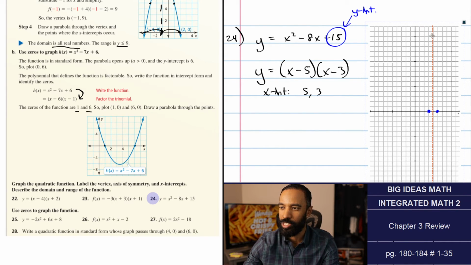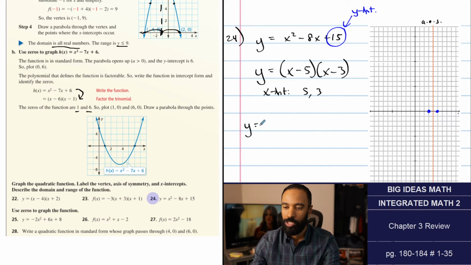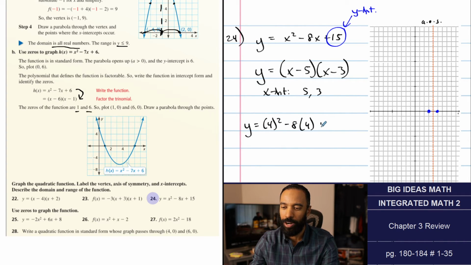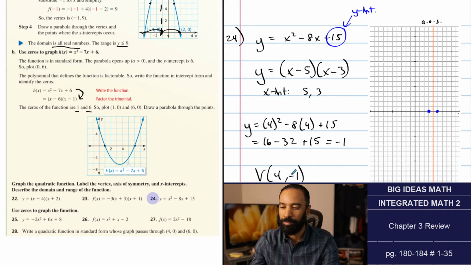4 is what I must substitute in for x to find the y value of the vertex. So y is 4 squared minus 8 times 4 plus 15. That's 16 minus 32, negative 16, plus 15, which is negative 1. So my vertex is at 4, negative 1.